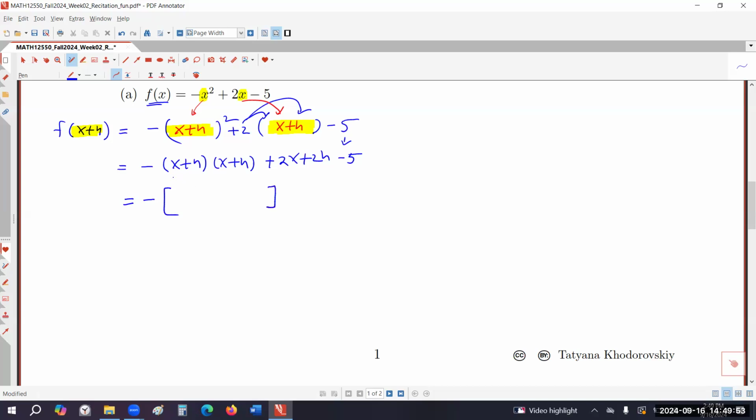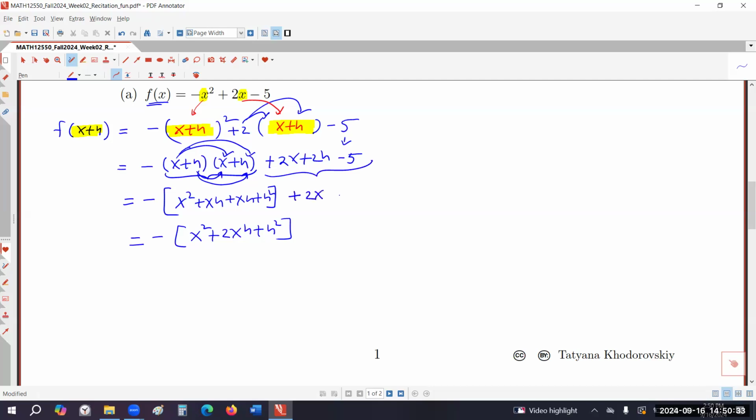Now let's multiply this. How do you multiply binomials? Which method do we use? FOIL. So tell me when you do FOIL, what do you get? X squared plus 2... So we have xh, another xh, and then h squared, that turns into x squared plus 2xh plus h squared. All of these have nothing to do, so we have to keep writing them.